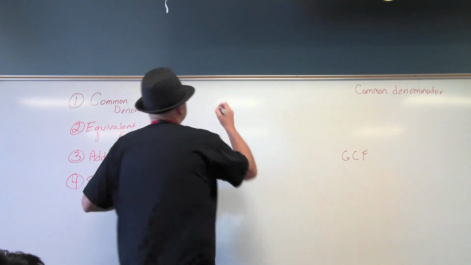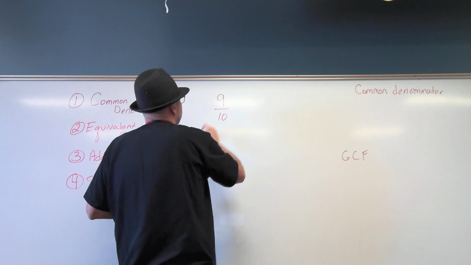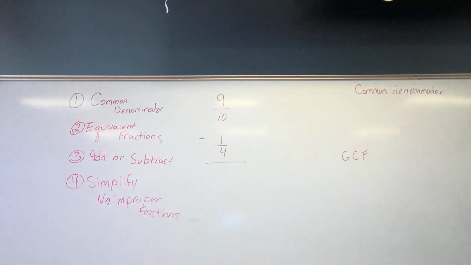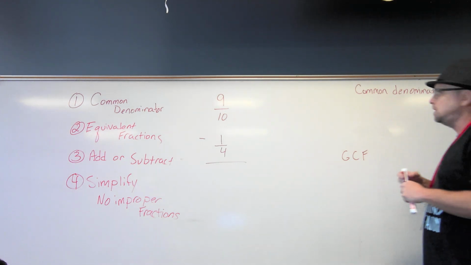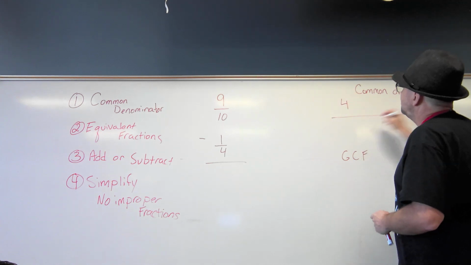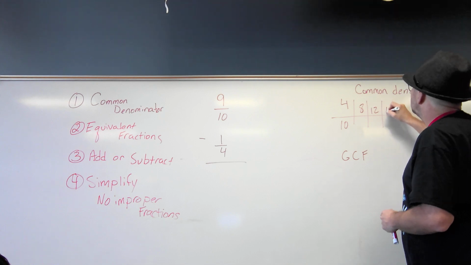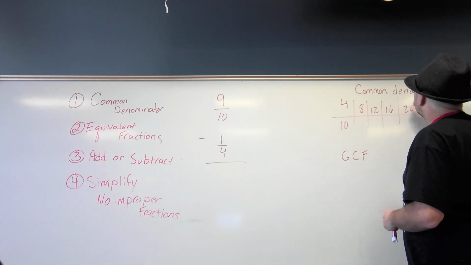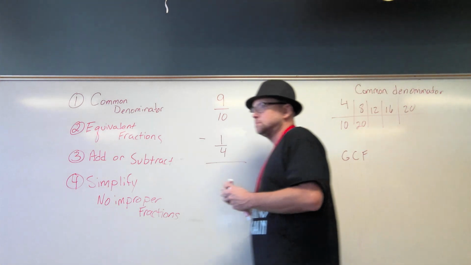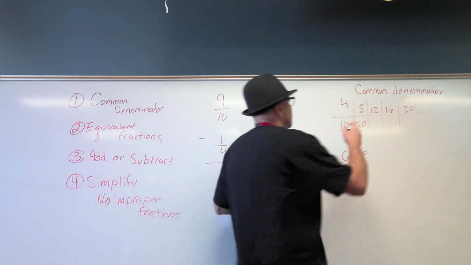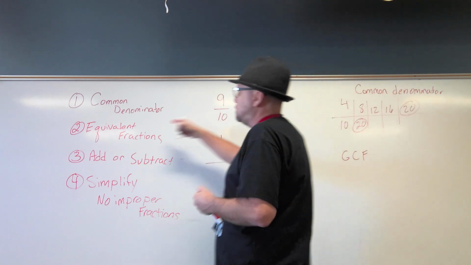9/10 subtract 1/4. We look at the problem. It does not have common denominators, so I need to find my common denominator. I take my denominators, 4 and 10, and I start listing the multiples. I've done so many of these problems over the 56 years I've been teaching, so I knew it was 20. That's why I stopped there. My common denominator is 20.